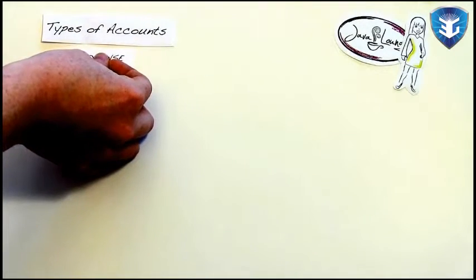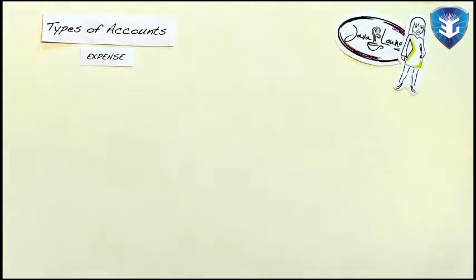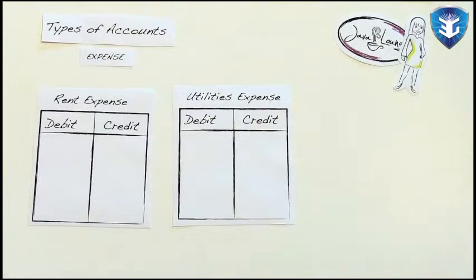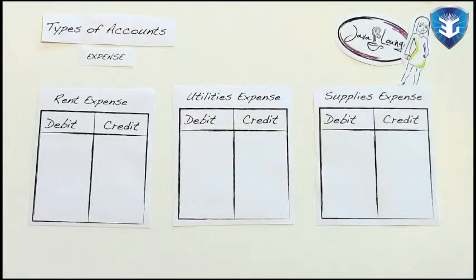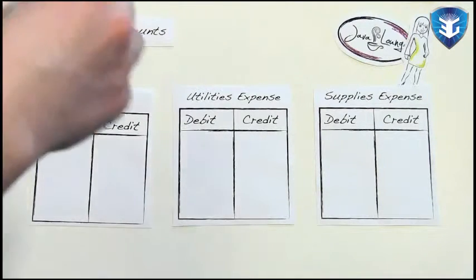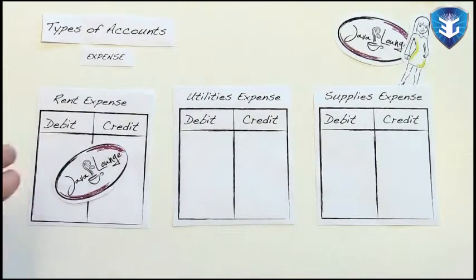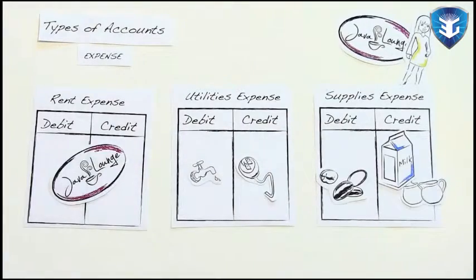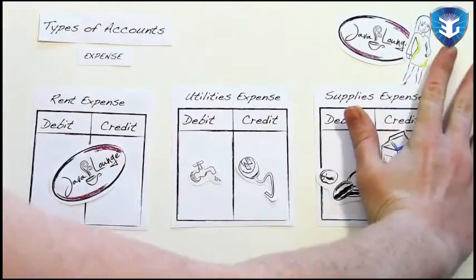Expense accounts, again, are just as they indicate, a means of tracking the business's expenses. Most companies have a separate account for each type of expense they incur. The detail of expenses is unique to each company. The Java Lounge's expense accounts track things such as rent, hydro, coffee supplies like beans, milk, sugar, etc.